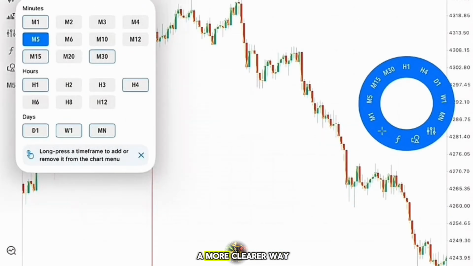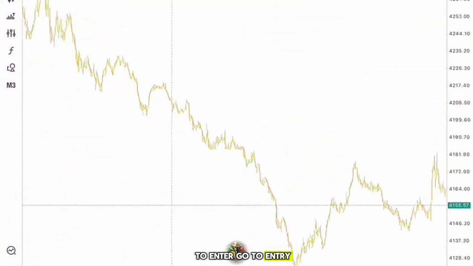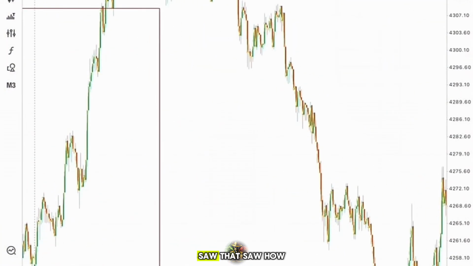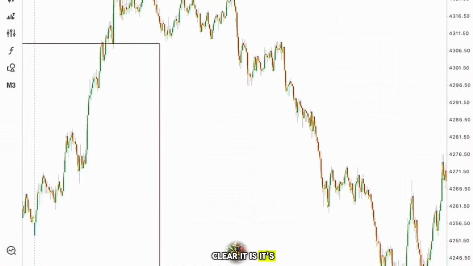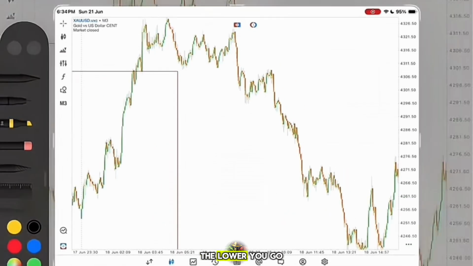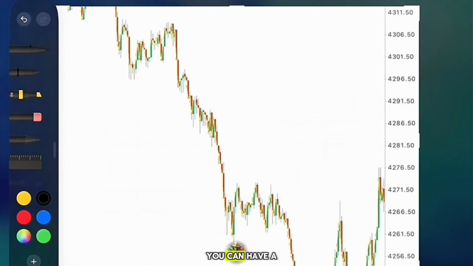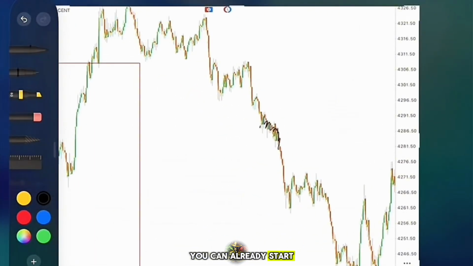Now, if you want a clearer way to enter, go to M3. See, how clear it is. It's messier. The lower you go, the messier it becomes. But when it's messier, you can have a chance to enter early. Instead of entering here, you can already start entering at this portion here.